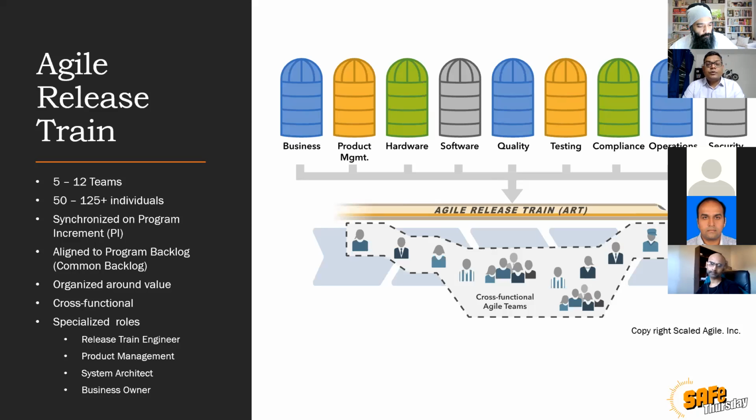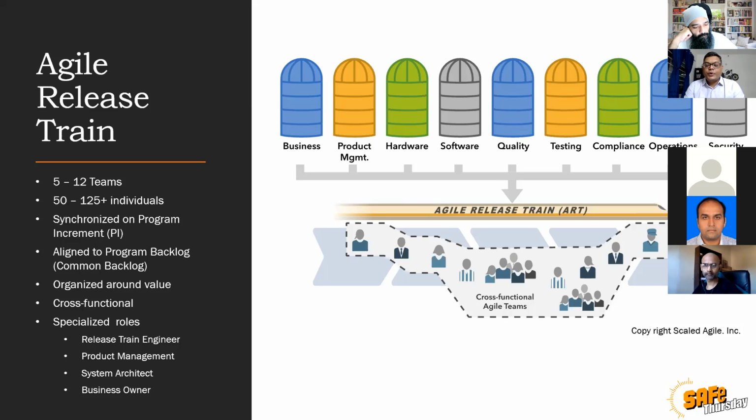And they are synchronized on a program increment. Okay. We were talking about the synchronization problem, and all these 125 people are synchronized on a program increment. Now that's the boundary they work on. And they're aligned to a common vision through a common backlog, or program backlog. So they are organized around value, and they are cross-functional. That means if you look at the image here, again, all the image sources are from scaledagile.com.